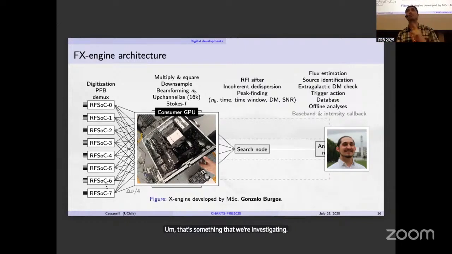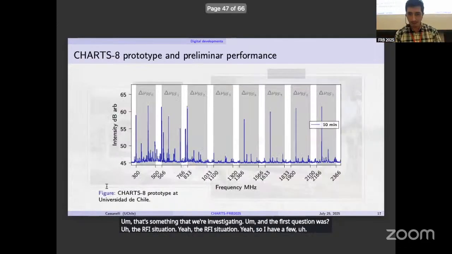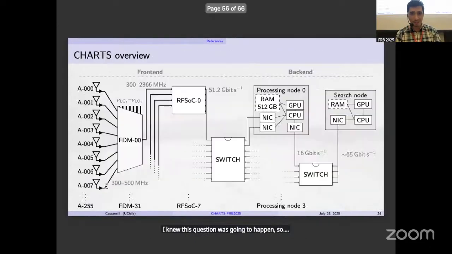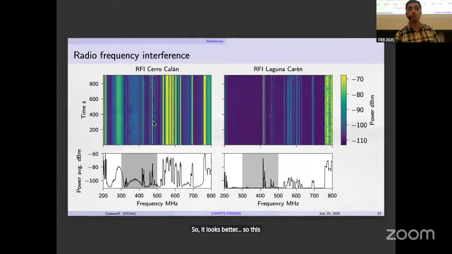And the first question was? The RFI situation. Yeah, the RFI situation. I knew this question was going to happen. So it looks better. This over here corresponds to the RFI situation in the city, and this over here corresponds to the RFI situation in Laguna Karen, which is a bit better.